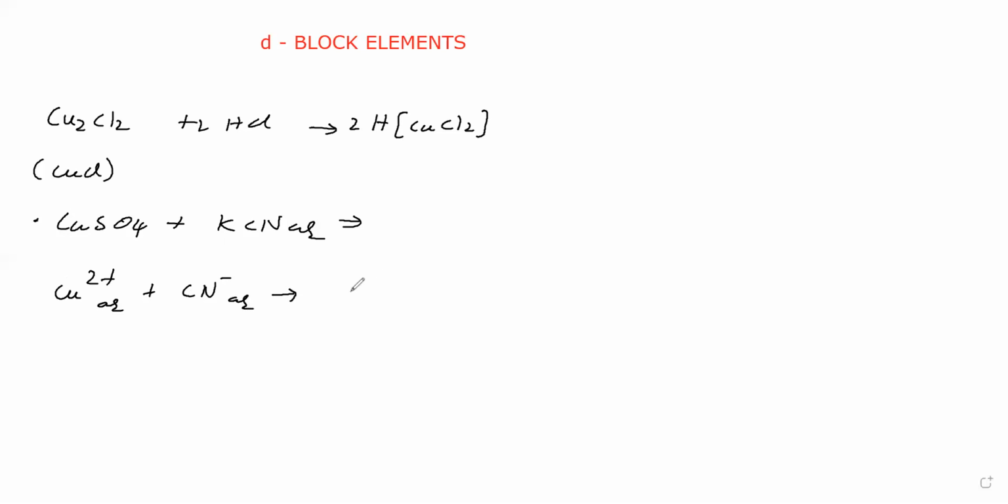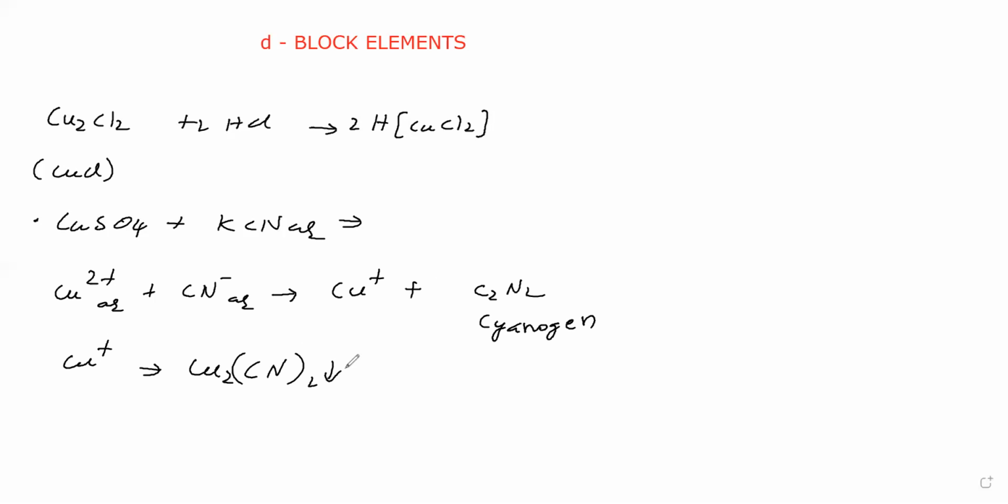gives a cupric cyanide, and that means this cupric ion with the cyanide becomes cuprous. Cyanide becomes cyanogen, C2N2. This C2N2 is called cyanogen. Cuprous with the cyanide becomes cuprous cyanide, which is a precipitate. This cuprous cyanide dissolves in excess of cyanide due to formation of complex, that is [Cu(CN)4]3-.